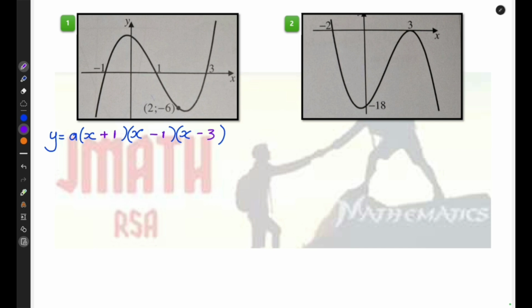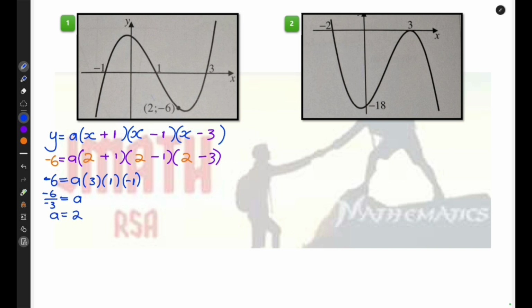Now, step 2 is to take this value and sub it into all three x's and the y. So that would be -6, and then all three of the other x's, I would make a 2. The point of this is to figure out what a is. So this is -6, that's just an a. This bracket gives me a 3, this bracket gives me a 1, and this bracket gives me a -1. Now, 3 times 1 times -1 gives me -3. Therefore, a is equal to -6 over -3, so a is actually equal to 2.